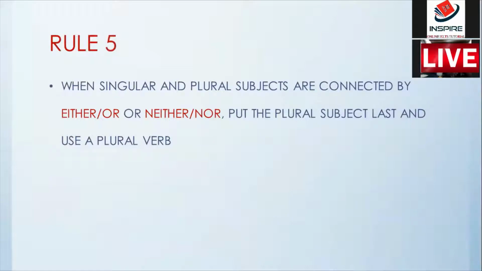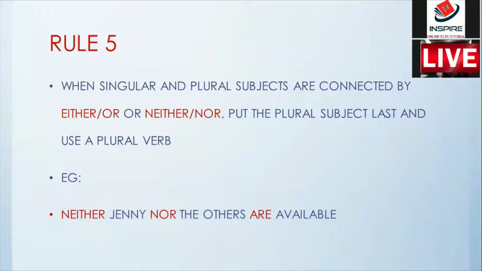So rule 5, what can be rule 5? When singular and plural subjects are connected by either or neither nor, put the plural subject last and use a plural verb. Okay, this is the same. It is the same for or nor. When singular and plural subjects are connected using either or neither nor, put the plural subject as the last one and use a plural verb. This was something which was in the previous section also. Okay, so for example, neither Jenny nor the others are available.